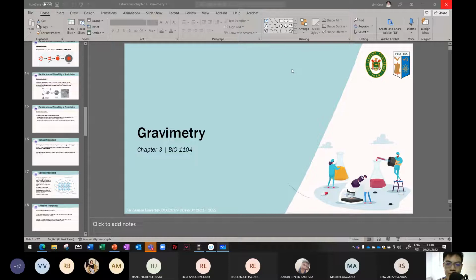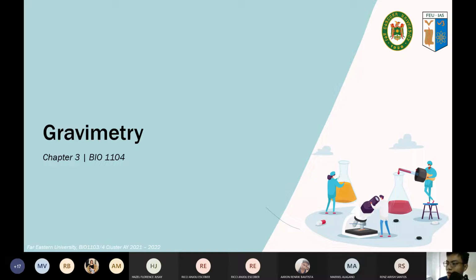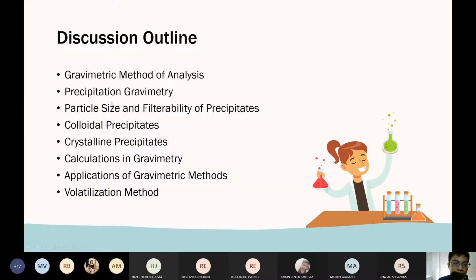Okay, so let's discuss the continuation of chapter 3, which is about gravimetry. In the last few sessions, what we did is first, we studied the process of gravimetry, and we realized that there are two types of gravimetry. We have the precipitation gravimetry and the volatilization gravimetry.